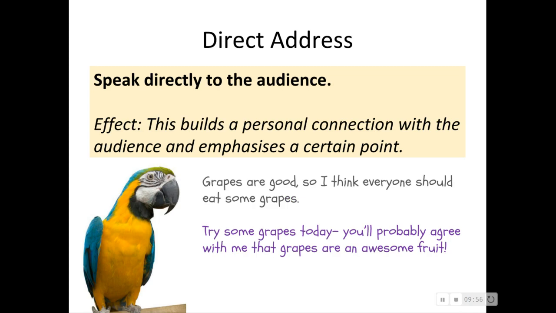And direct address, our final one. This is when you speak directly to the audience. This builds a personal connection with the audience and helps to emphasize a certain point. So, in the purple example, the writer is building a personal connection with the audience to try to emphasize how much the writer wants you to try grapes.